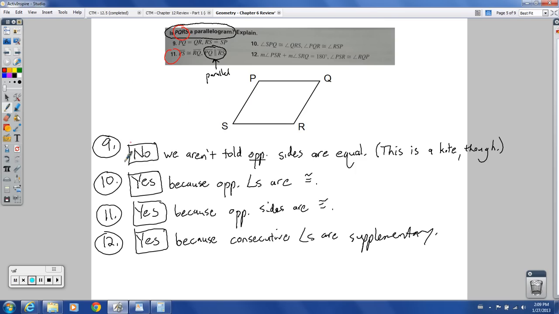This is number 11 now. So this one, we'll have to make some changes here. PS is congruent to RQ, and PQ is parallel to RS. So this is parallel to this. So is this enough to prove it? If you wanted to, you could do something like this. Let's see what we got here. Do I want to do it that way? I'm going to draw in an auxiliary line here, and then with that you could say some different things.